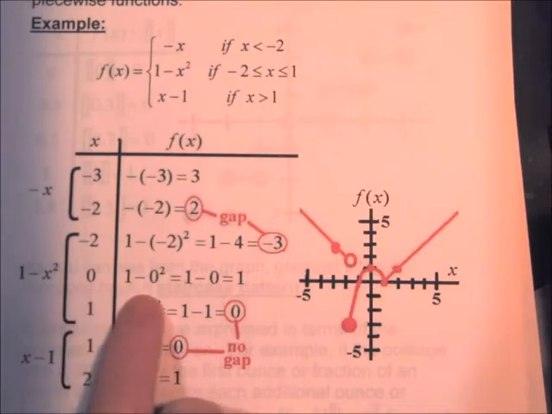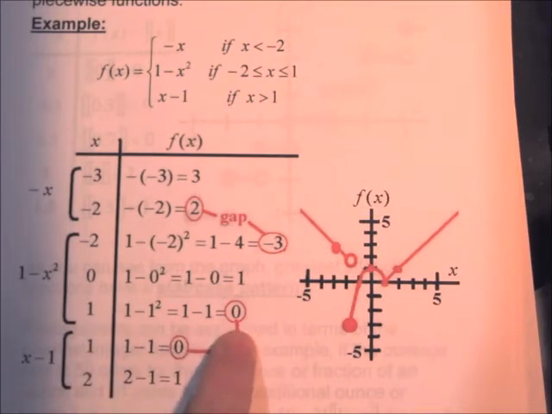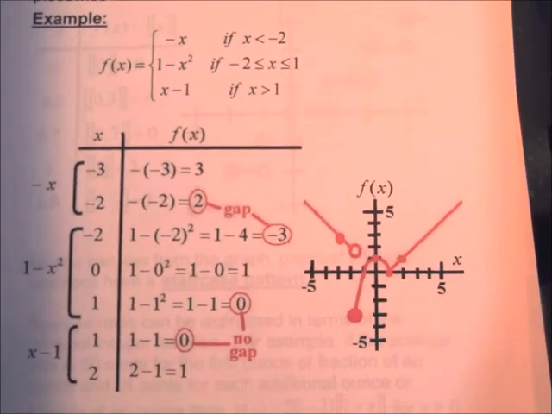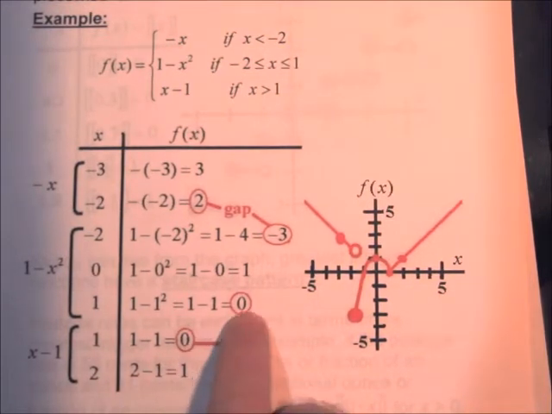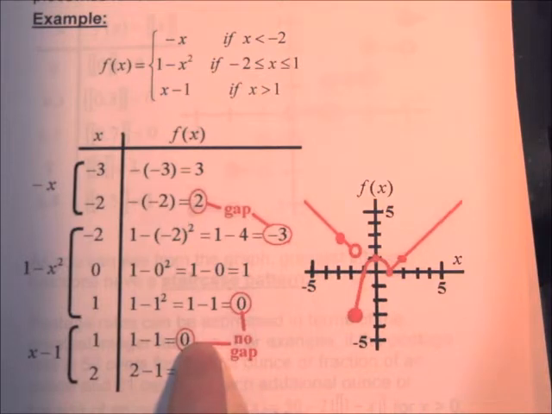F of 0, 1 minus 0 squared, 1 minus 0 is 1. F of 1, 1 minus 1 squared, 1 minus 1 is 0. And then the last formula, if we put in 1 there, we get 1 minus 1 is 0. So here the 2 agree, so there's no gap. We'll have a closed circle.